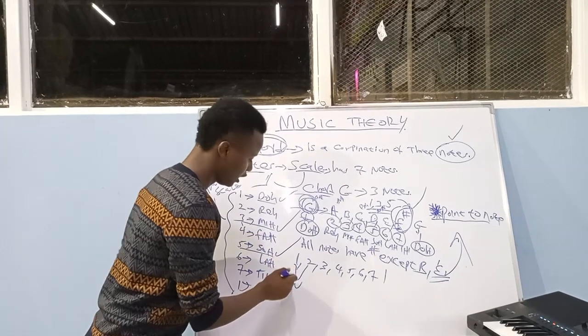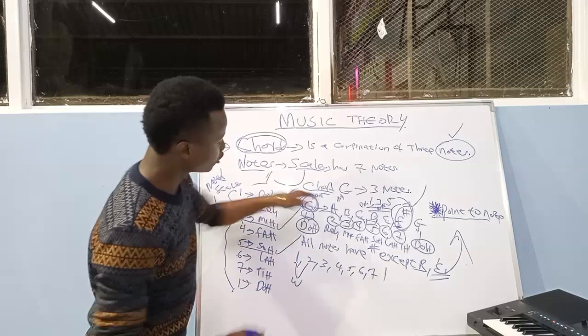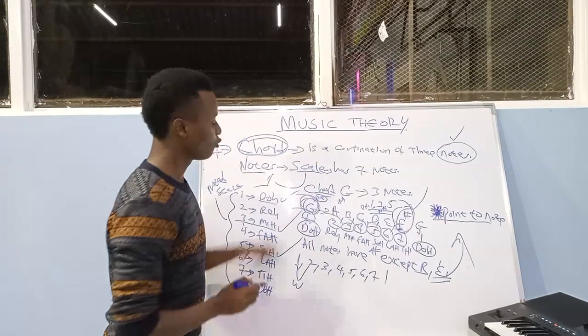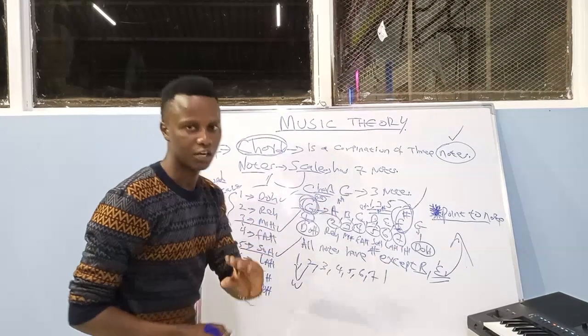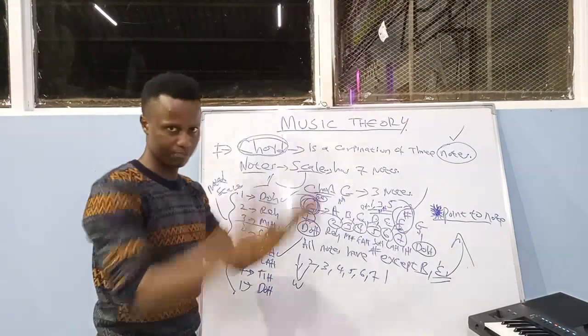So from 1 to 2, we have a whole step. That means we are going to skip the G sharp, we go direct to A. Are you getting it? A whole step means you are going to skip the sharp.